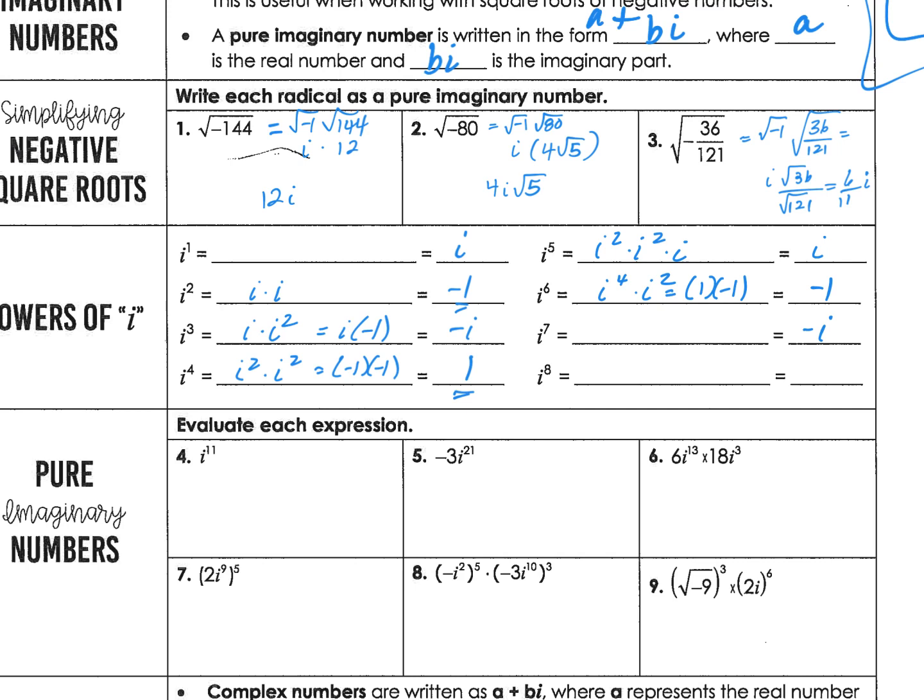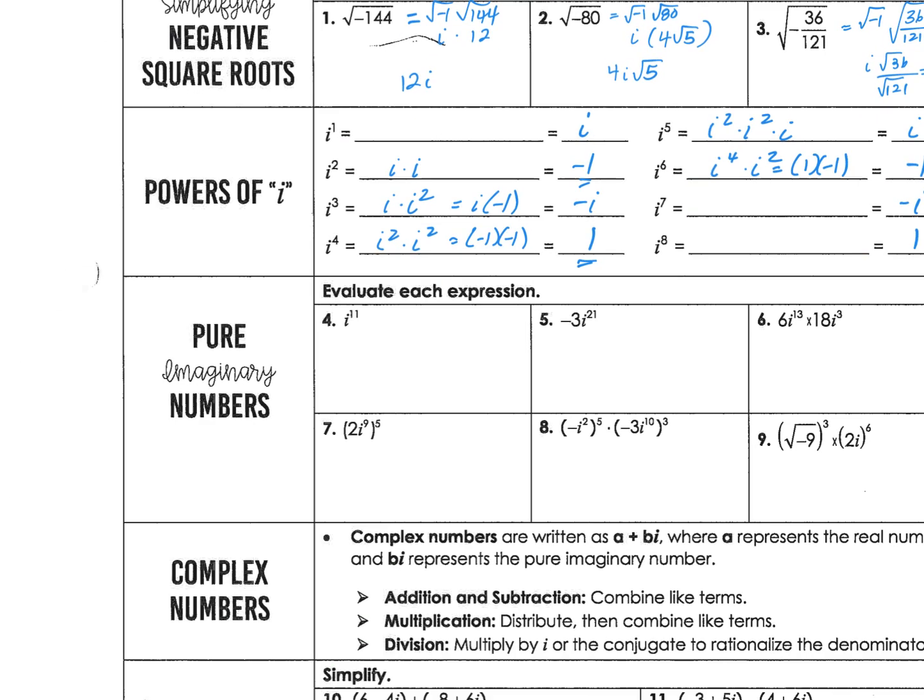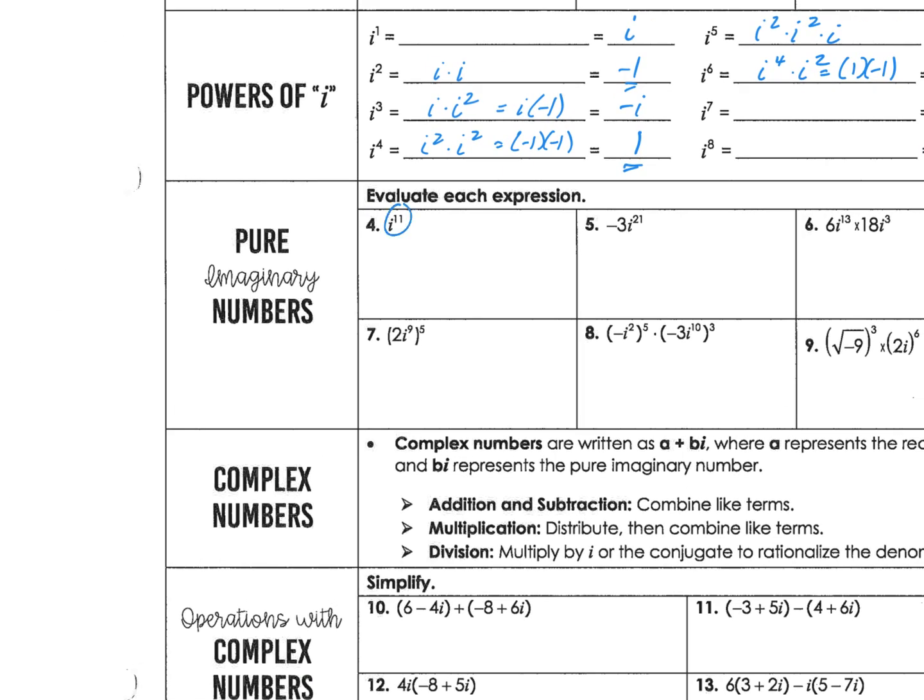Yes, negative i, and what is i to the 8th? What do you suppose i to the 9th is going to be? Okay, we can find any level of i because we know every 4 iterations the pattern repeats, doesn't it? So here's a quick way to do it. I could tell you what i to the 11th is without having to go through that pattern in my head, because I know every 4 it starts over again, doesn't it?